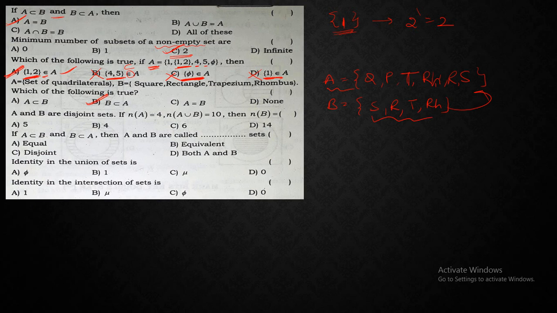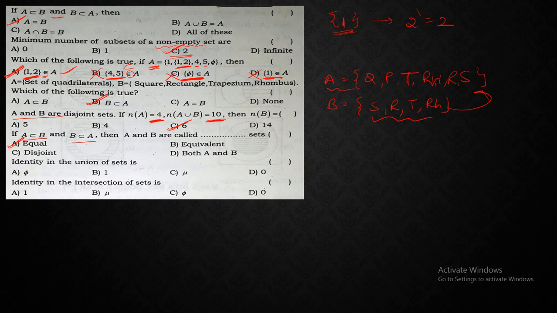Next, A and B are disjoint sets. Disjoint sets means there is no intersection. So clearly n(A ∪ B) = n(A) + n(B). So n(A ∪ B) is 10. How much should be added to 4 so that it becomes 10? So the answer is 6. Next, if A is a subset of B and B is a subset of A, then A equals B. So we have already done this, right? Next, identities in the union of sets.